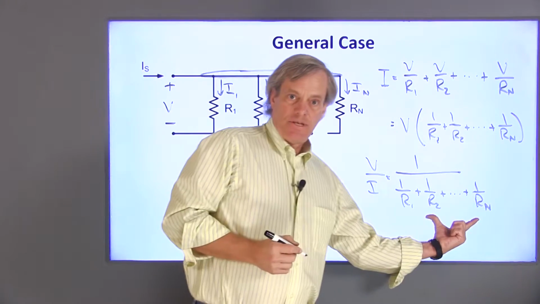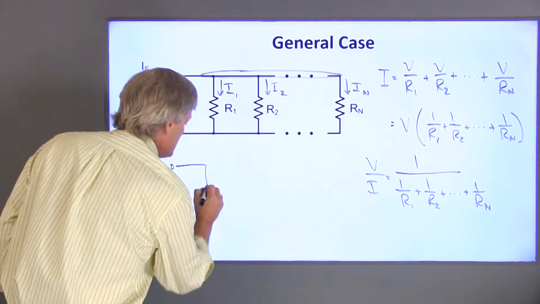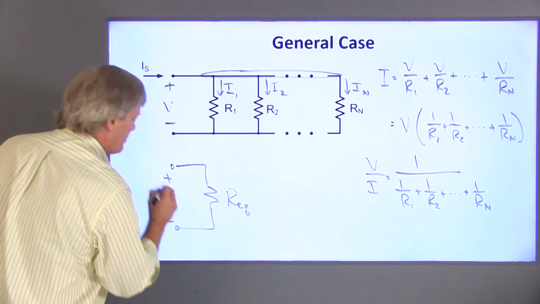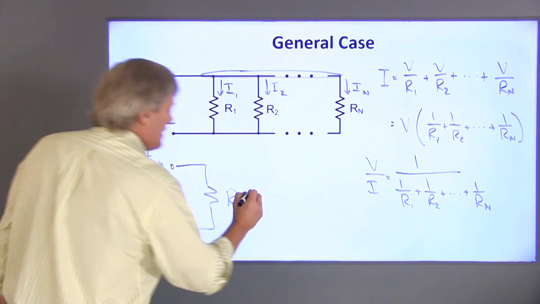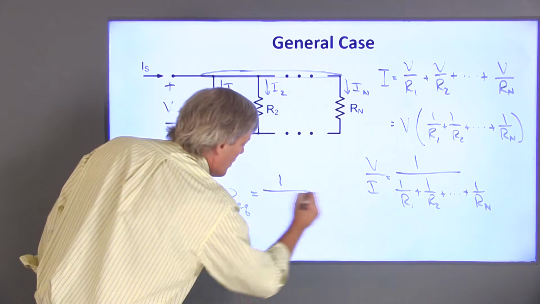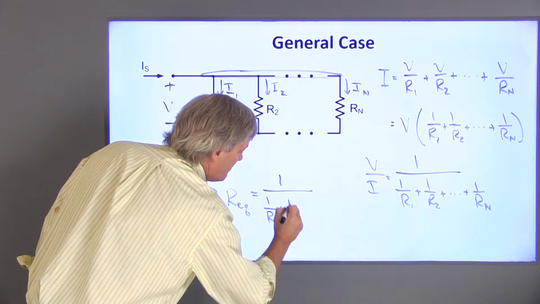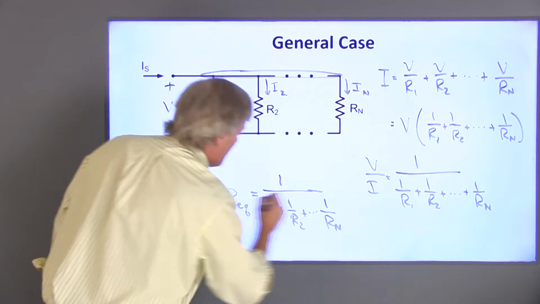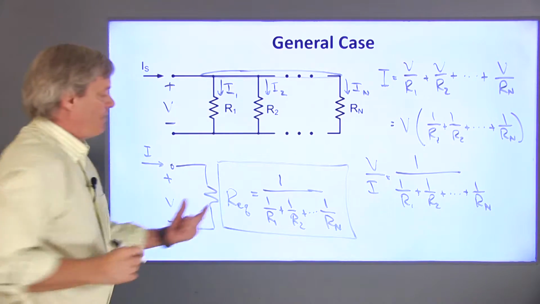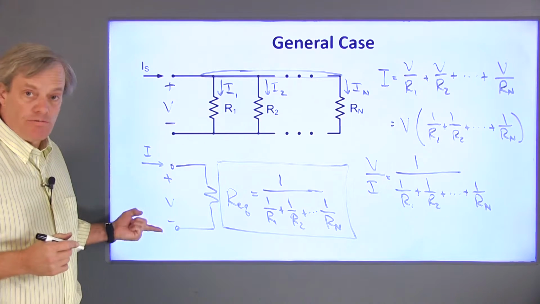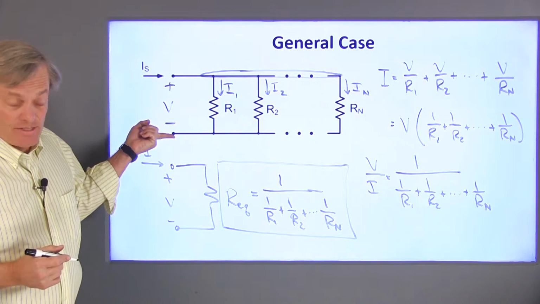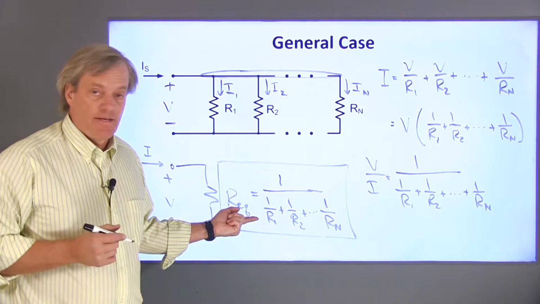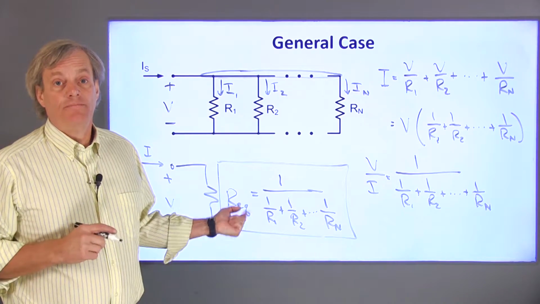V over I just looks like a resistance. So I can redraw this as a single resistor, Req, with the same voltage current relationship if Req is equal to this term, 1 over the inverse of the resistance R1 plus the inverse of R2 plus all the other terms up to the inverse of Rn. So if I set this resistance to this value, the voltage current relationships of these two circuits are going to be the same. What I can't do is rewrite this in the form of a product of resistances divided by a sum of resistances. The math just doesn't work.